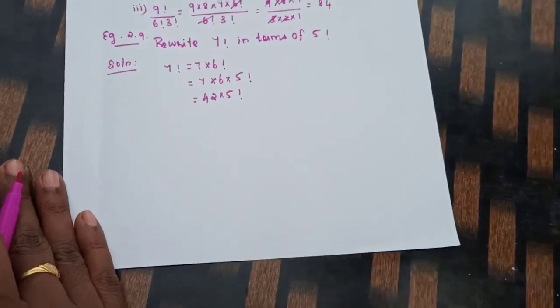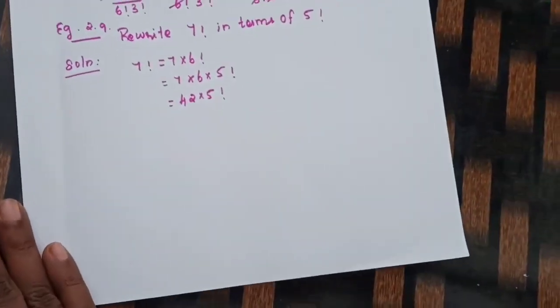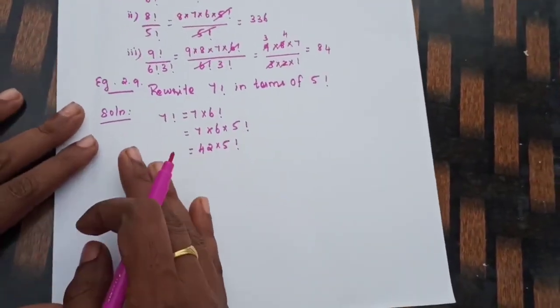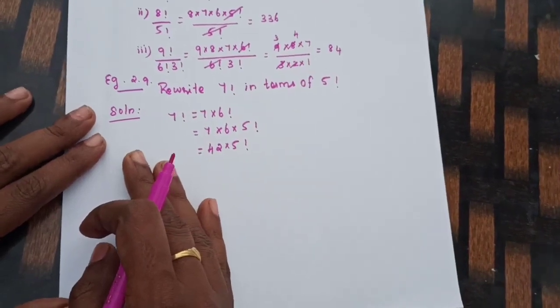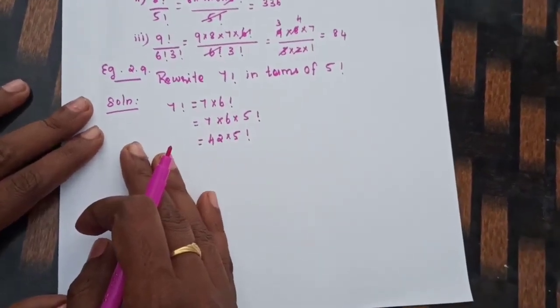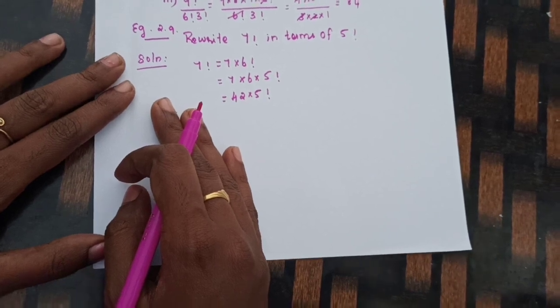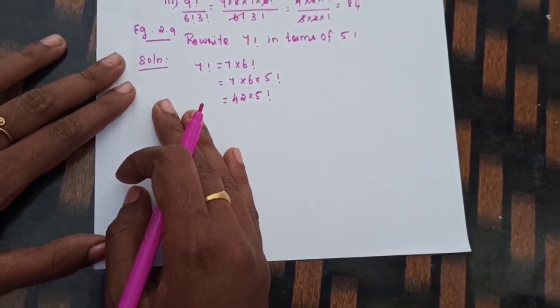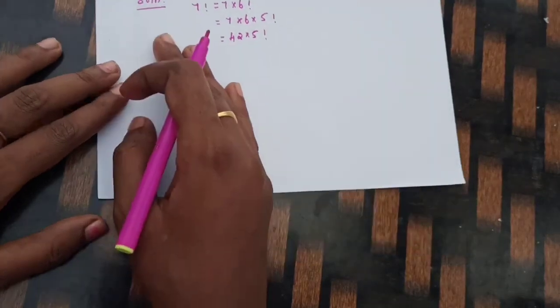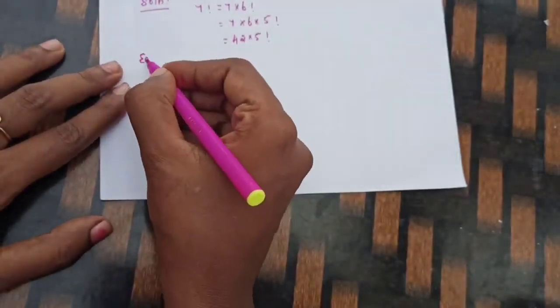I wrote now. So 7 factorial in terms of 4 factorial means what will you do? Any idea? So 7 factorial in terms of 4 factorial: 7 into 6 into 5 into 4 factorial. Got it? Okay. Let's move to next question.